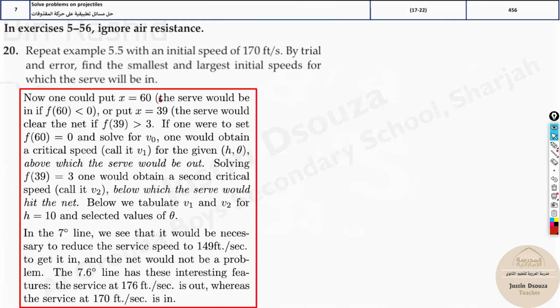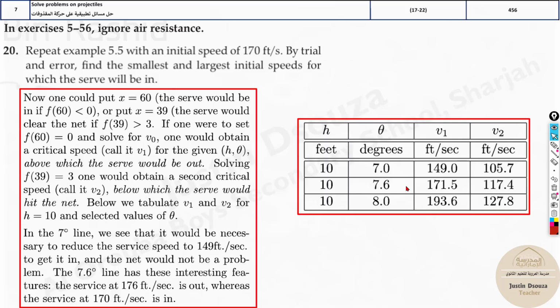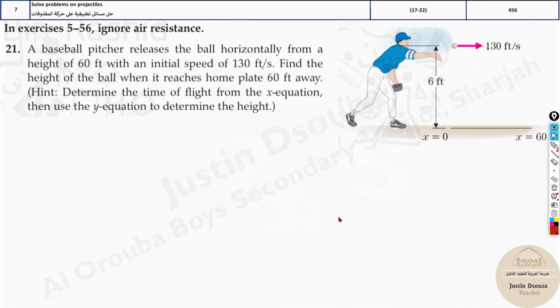Next concept over here is again the same problem. For different degrees, they have just tried out values by trial and error. For different degrees, these are the values. Now, there is another problem.